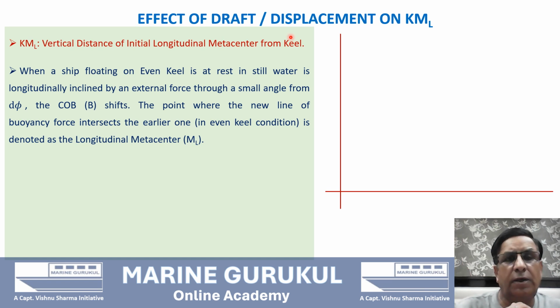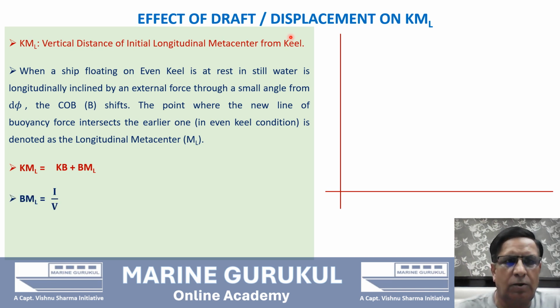When a ship floating on even keel is at rest in still water and is longitudinally inclined by an external force through a small angle d phi, its COB will slightly shift forward or aft. The point where the new line of buoyancy through the shifted B intersects the earlier line of buoyancy passing through the center of buoyancy in the even keel condition is denoted as longitudinal metacenter. KML is equal to KB plus BML.